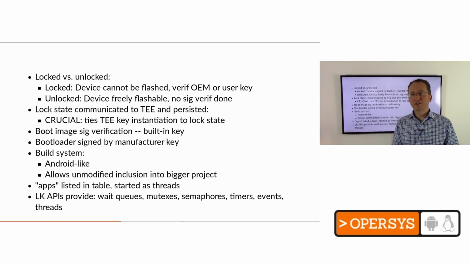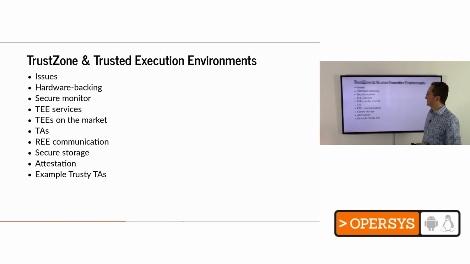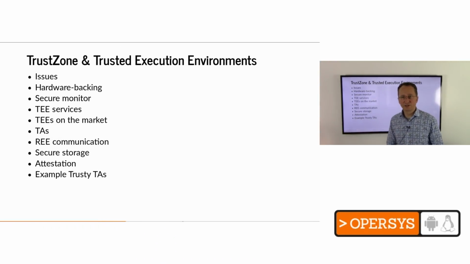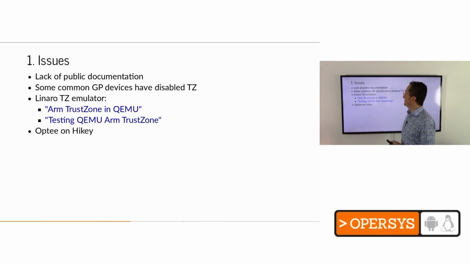And as I said, effectively Little Kernel is just a basic executive with some operating system primitives like other operating systems. Okay, which gets me to TrustZone and trusted execution environments. So what are we facing when we look at that?